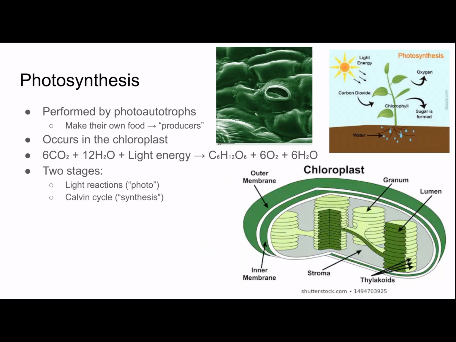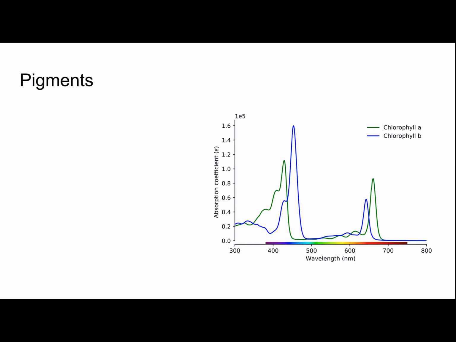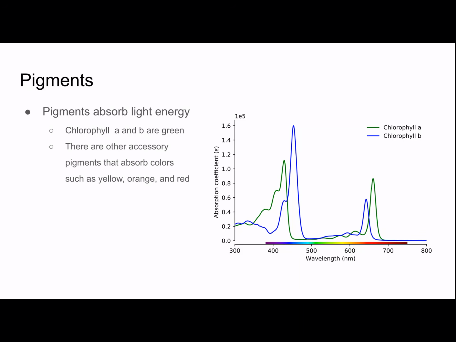Here's a picture of stomata. It's important to keep in mind that plants will exchange gases with their environment through their stomata, so that's where oxygen will exit and where carbon dioxide will enter. Pigments. Pigments absorb light energy. So chlorophyll A and B are both green, but there's also other accessory pigments that absorb colors such as yellow, orange, and red. The accessory pigments expand the spectrum of light that can be absorbed to power photosynthesis.